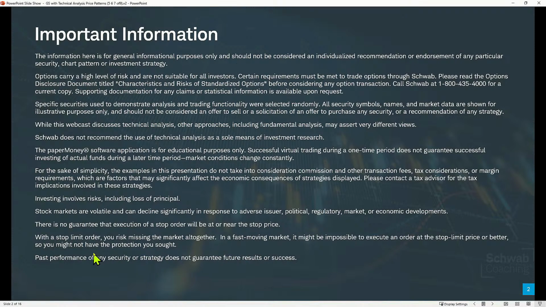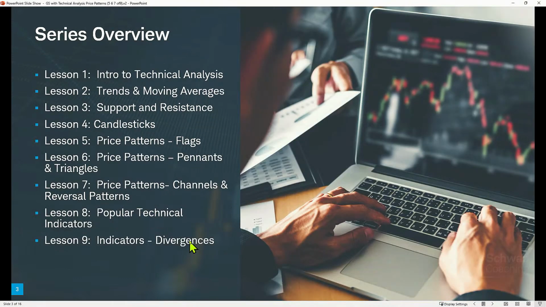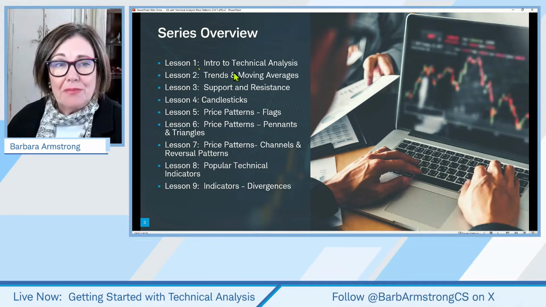And know that if we buy a stock and use a stop order, we may not get stopped out at the price that we're anticipating. And with stop limit orders, we may not get stopped out at all. So that's important to remember.